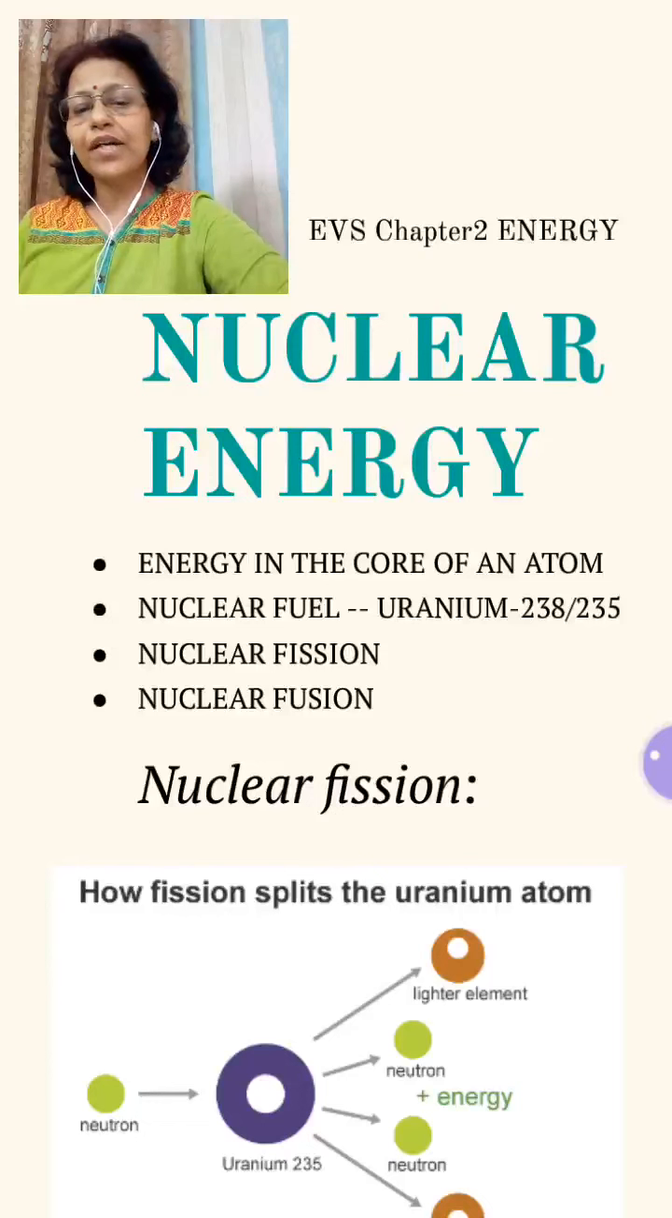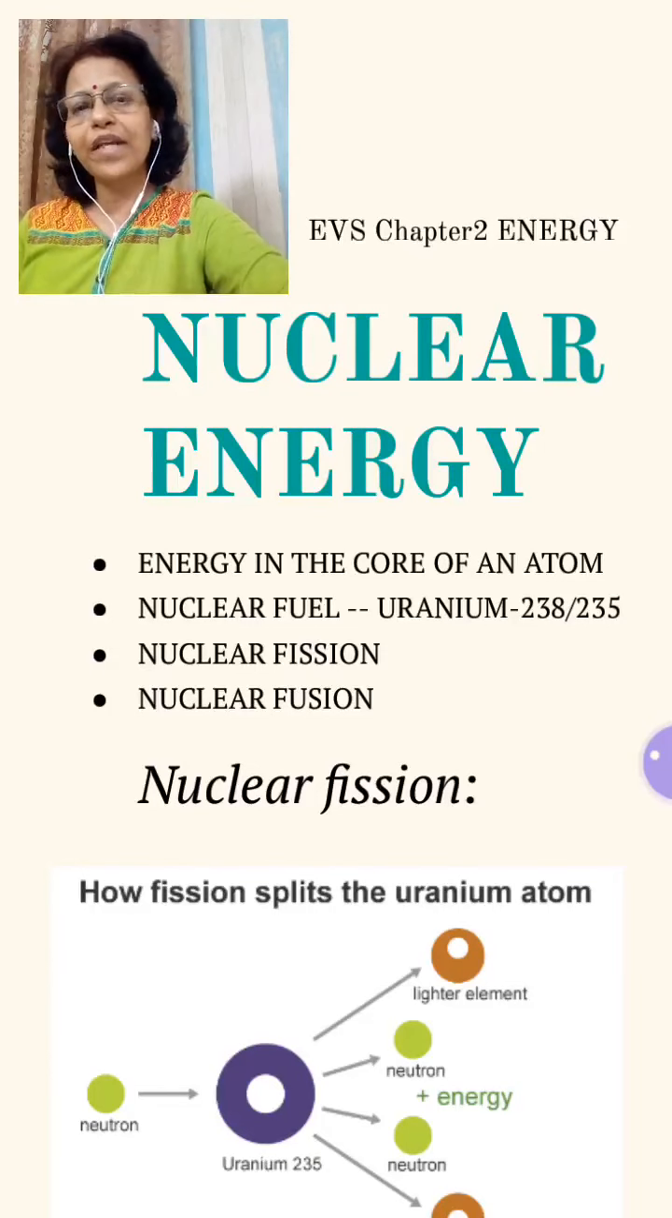Since atoms are tiny particles and they have a nucleus or core in the center, enormous energy is present in the bonds that hold the nucleus together, and this is called nuclear energy. This nuclear energy is released when those bonds are broken, which can be done through nuclear fission, and this released energy can be used to produce electricity.